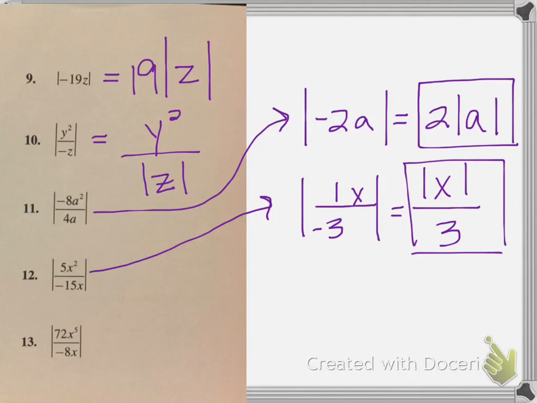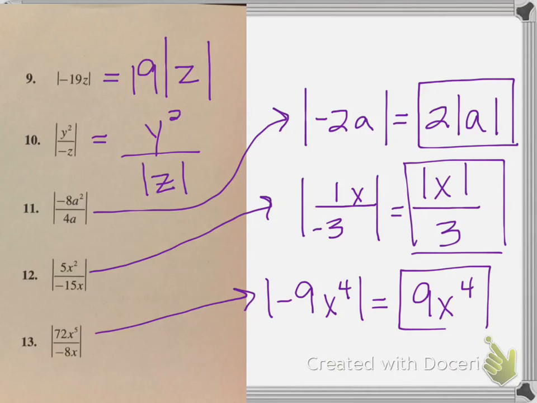Let's do one more. 72 over negative 8 will simplify to negative 9. And x to the 5th over x would be x to the 4th. The absolute value of negative 9 is 9, and we can actually just leave it x to the 4th.